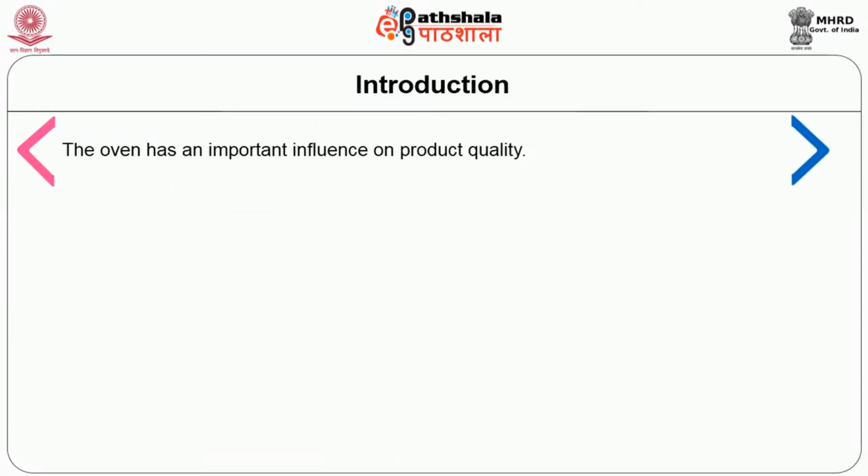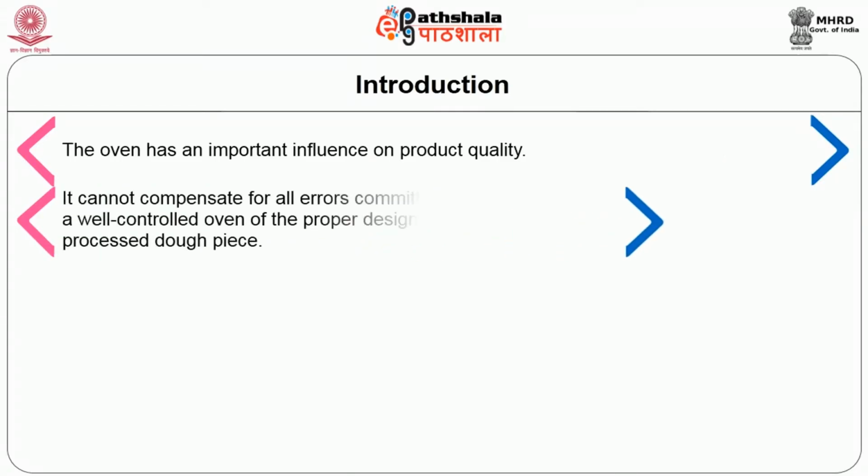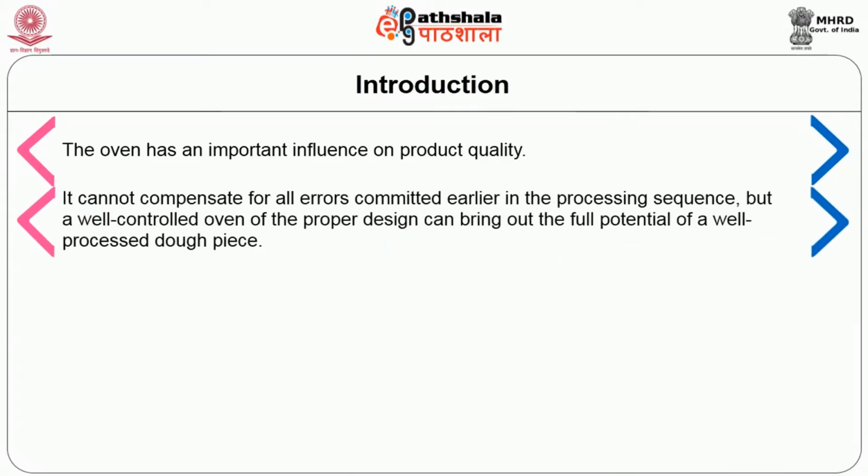The oven has an important influence on product quality. It cannot compensate for all the errors committed earlier in the processing sequence, but a well-controlled oven of the proper design can bring out the full potential of a well-processed dough piece.